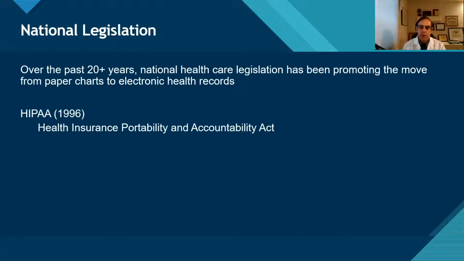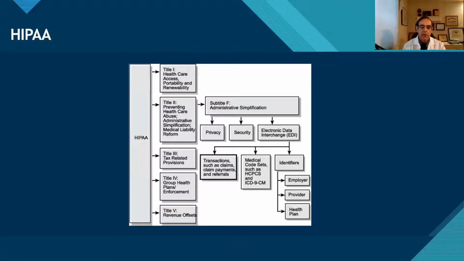Let's talk a little bit about national legislation. Over the past 20 years, the federal government really has been trying to promote the use of electronic health records. And it started way back in 1996 with HIPAA. Now, when we talk about HIPAA, we usually think about data privacy and security, but what people don't realize is the government really wanted us to get off of paper systems, and when we billed the government for Medicare services, they wanted that to be electronic.